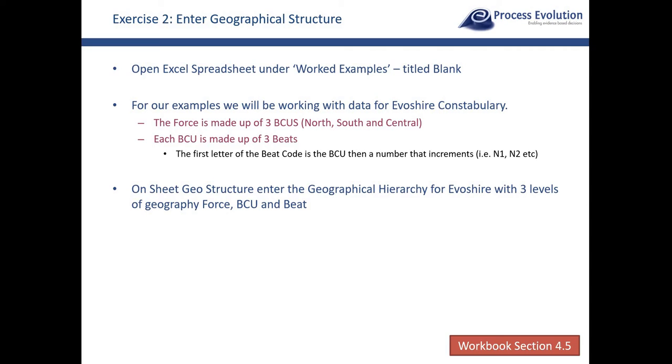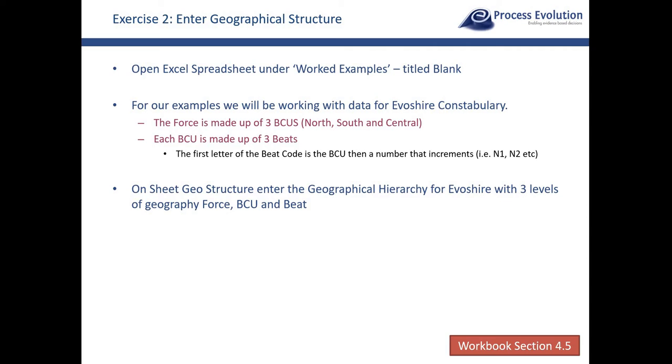I'd like you to open the spreadsheet titled Worked Examples, so it will be a blank ramp model. For this example we're going to use Evilshire Constabulary. This is a fictitious police force that we've built that we want to put into the ramp model. The force is made up of 3 BCUs, North, South and Central, with each BCU being made up of 3 beats. The first letter of the beat code stems from the BCU and then a number that increments. So for Northern, the first beat would be N1, N2, N3, Central, C1, C2, C3.